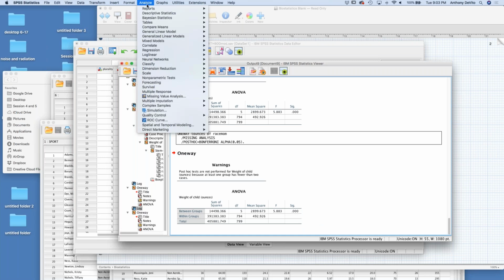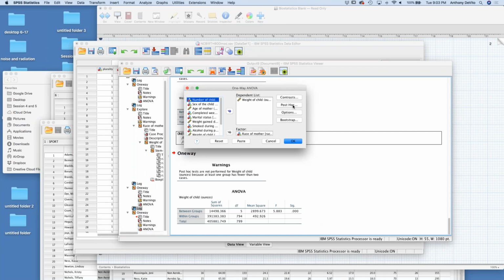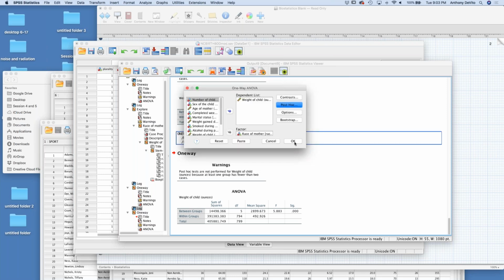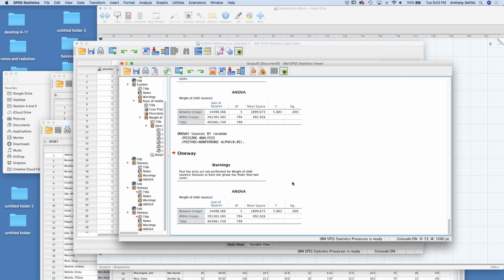Analyze. I'm going to go into compare means and one-way analysis of variance. And now this time I'm going to turn on post hoc test. And I'm going to choose Bonferroni, for instance. Okay, let's see if it actually does it for me. Again, I may have a little bit of a problem because it's not happy with the data set. Yeah, it didn't bother to do the post hoc test for me.